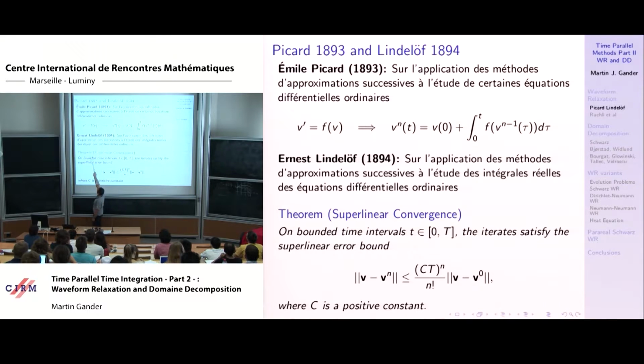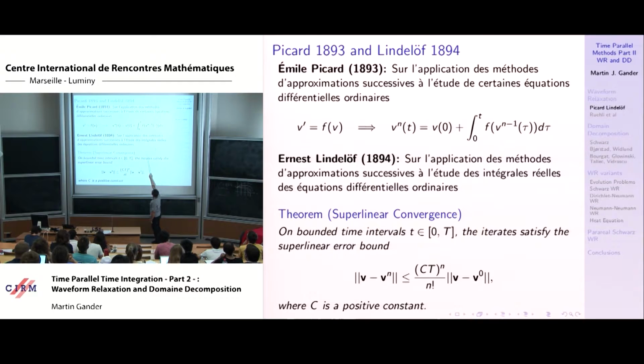So here we have v prime equals f of v, with the given initial condition. You first write this as an integral equation. So this would be v at t equals v at 0 plus the integral from 0 to t of f of v, tau d tau.